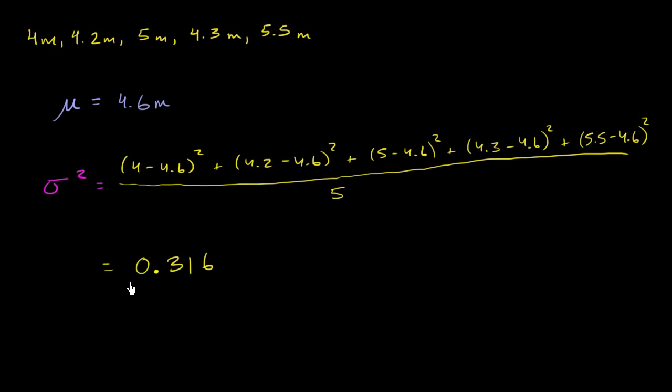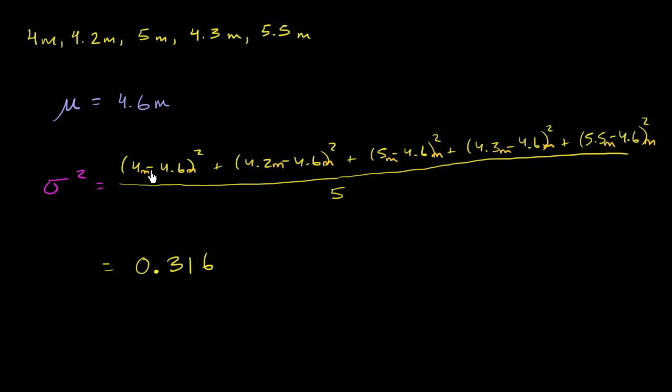What would be the units for this population variance? Since we happen to care about units in this video. Well, up here, this is 4 meters minus 4.6 meters, 4.2 meters minus 4.6 meters. So these are all meters. These are measurements in meters. We saw it up here.